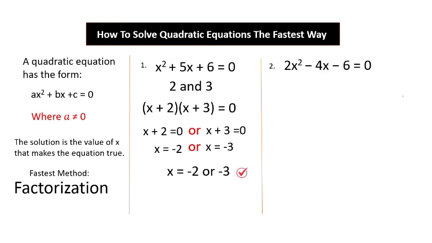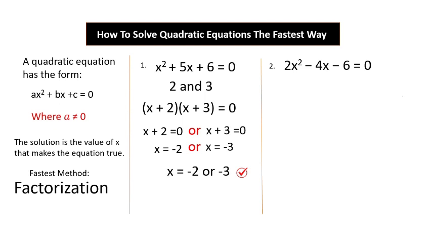We have a quadratic equation like this: 2x squared minus 4x minus 6 is equal to 0. What is the difference between this example and the example we solved earlier? The difference is that the value of a in this equation is not 1, rather it is 2.